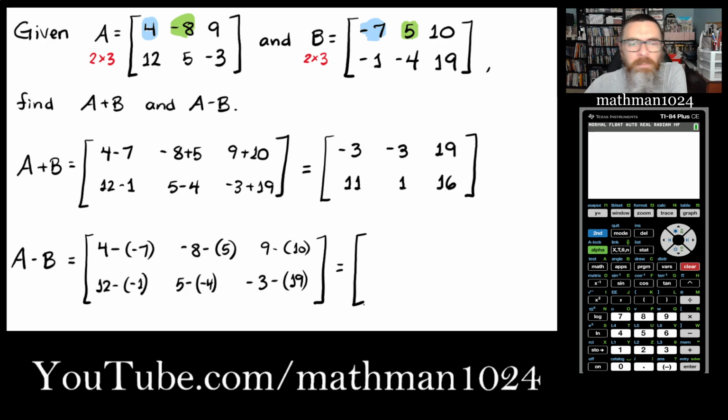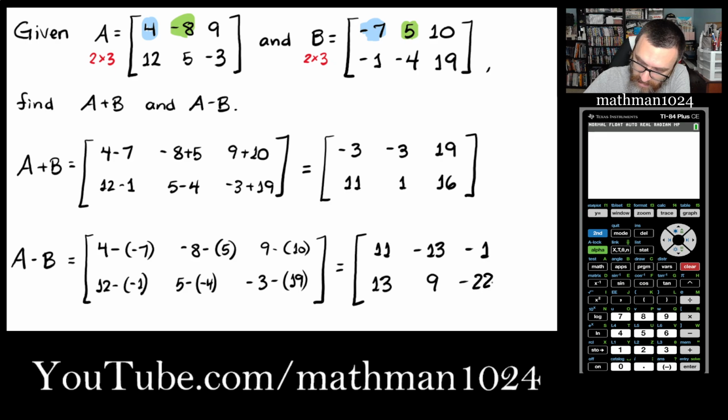All right, so 4 minus 7, that's 4 plus 7, that's 11. Then we have negative 13. 9 minus 10 is negative 1. 12 minus a minus 1 becomes plus 1, so it's 13. That's going to be a 9, and then negative 22. That's it. That's all we have to do. So hopefully you can enjoy this for what it is before things get more complicated. Okay?